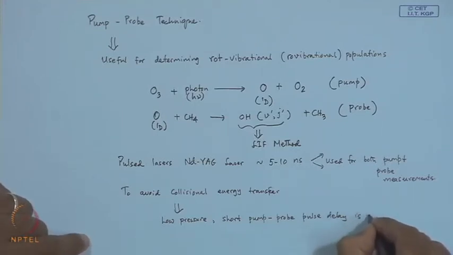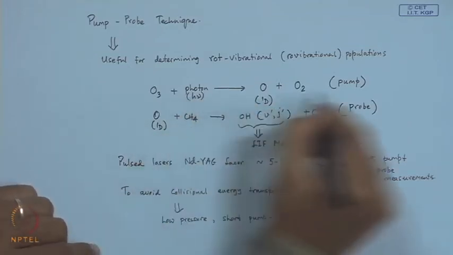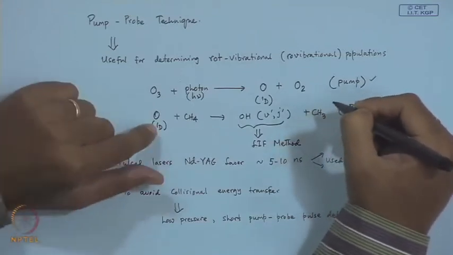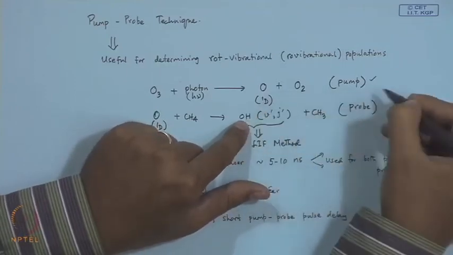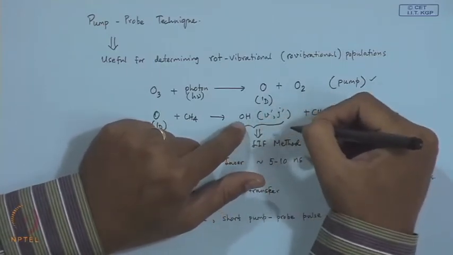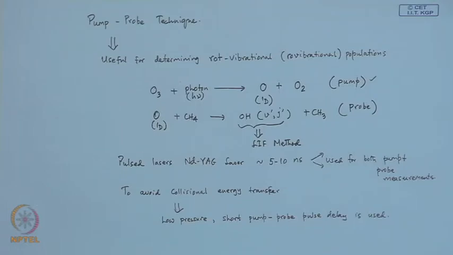A short delay is used. That means you first do this reaction. So this is your pump, and then there is CH4, which reacts with this to produce this. The moment it is generated, you should have another pulse to probe it, because if you allow more time, there is more possibility of collision. More possibility of collision means collisional deactivation, or collisional energy transfer, which will lead to scrambling. So to avoid that, you should have a short pump probe delay.